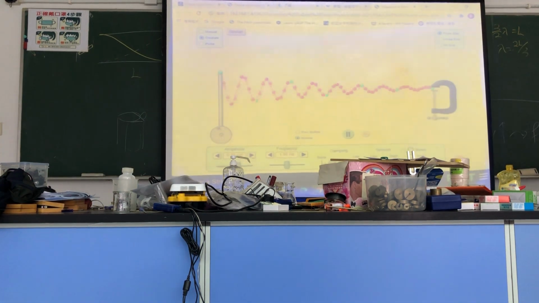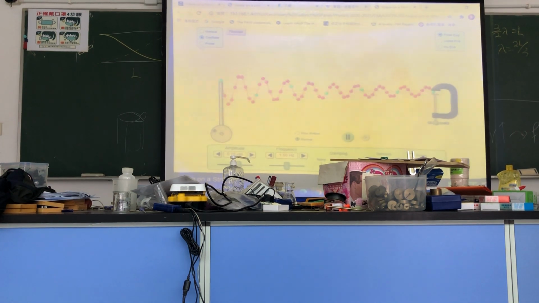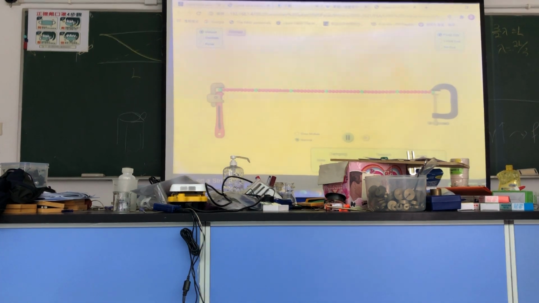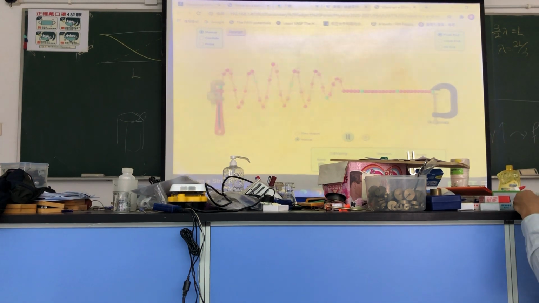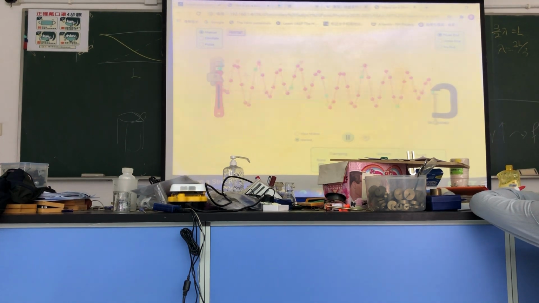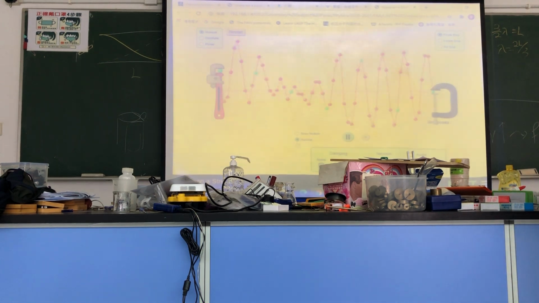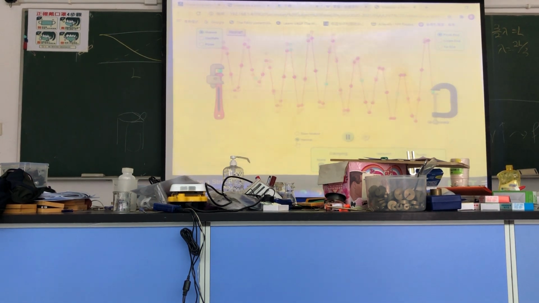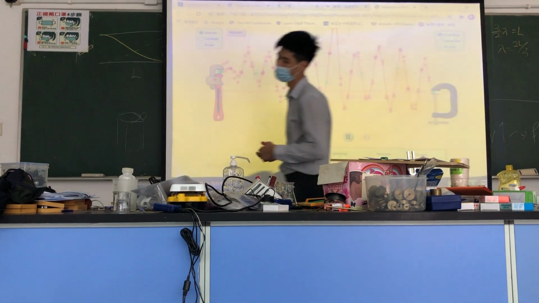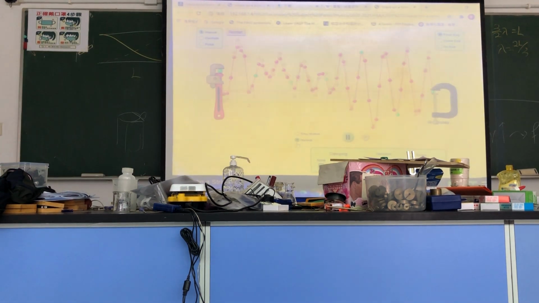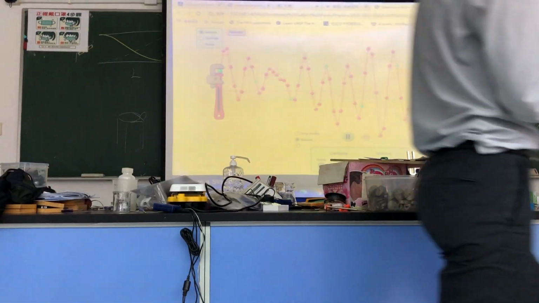So we can create our own standing wave. First, the wave is moving to the right-hand side. When it is reflected, then it too becomes the standing wave. Okay, it's similar. Because I pick it myself, it's not very regular, but at least you see how the standing wave is formed.